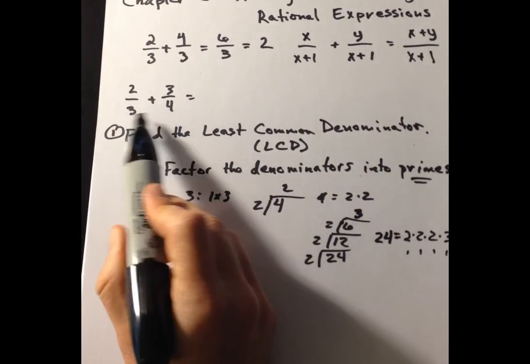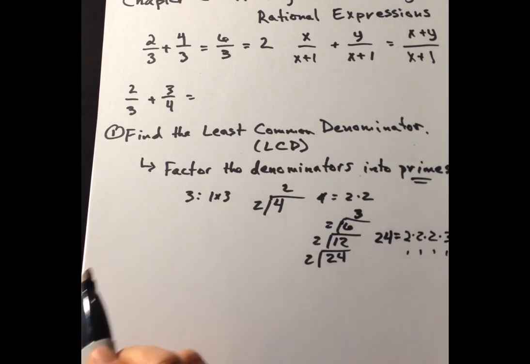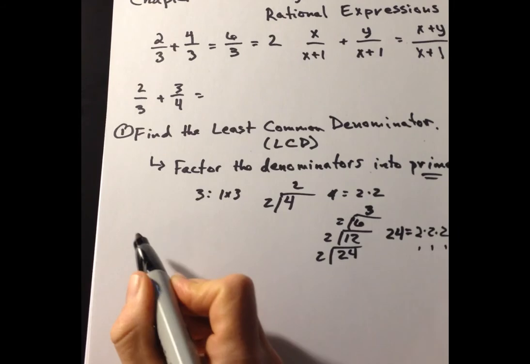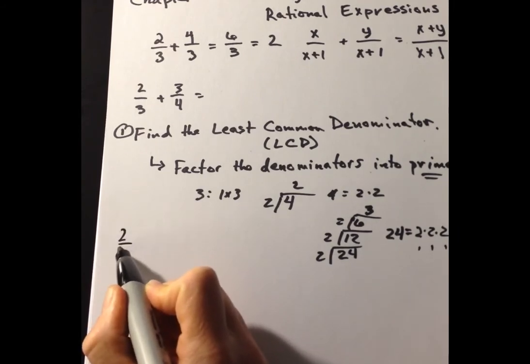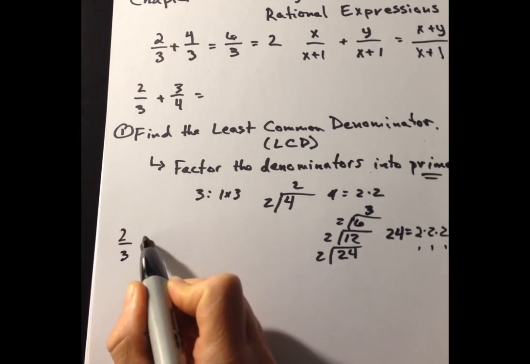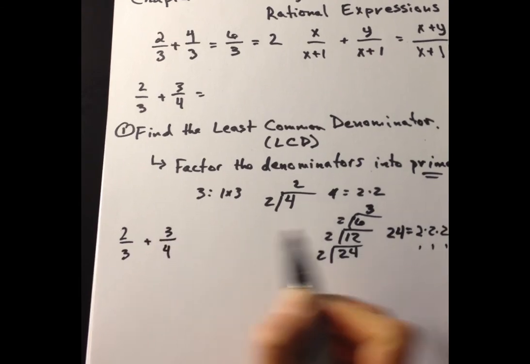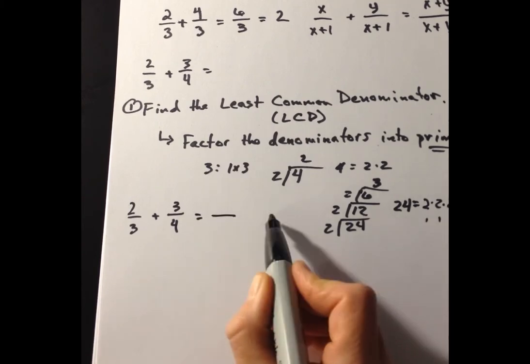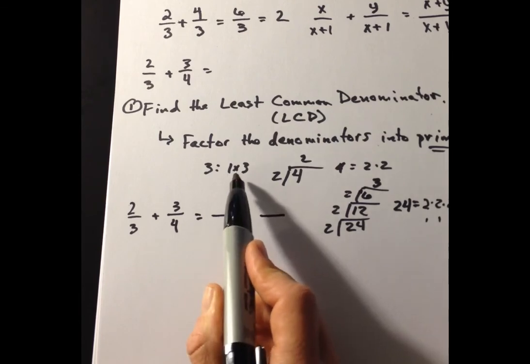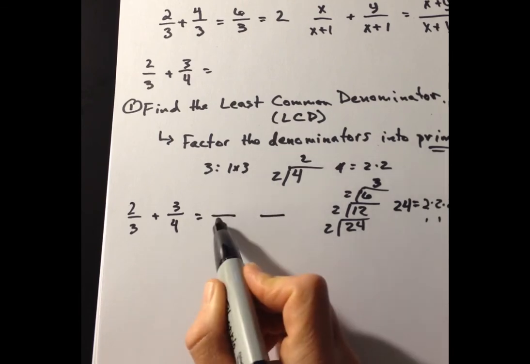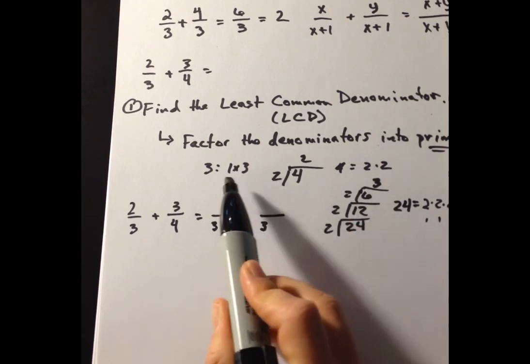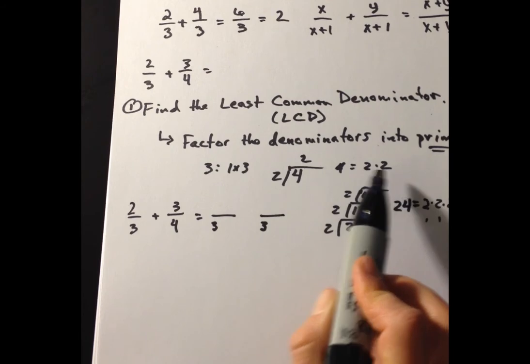Back up here, my prime factors for 3 are just 3, and for 4 are 2 and 2. So to put 2/3, I'll rewrite the problem down here: 2/3 plus 3/4. Put both of these in terms of the least common denominator. I know that my new denominator has to have at least one factor of 3. So I'm going to put that under both. And my new denominator has to have at least two factors of 2.